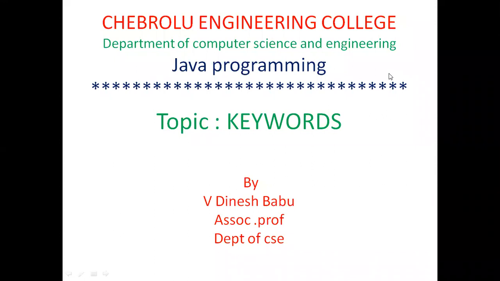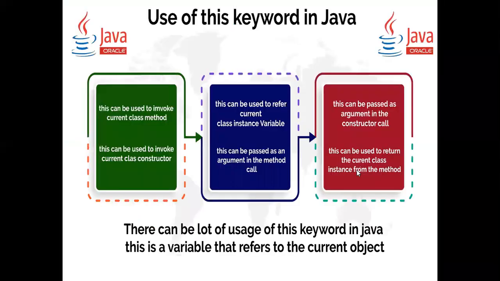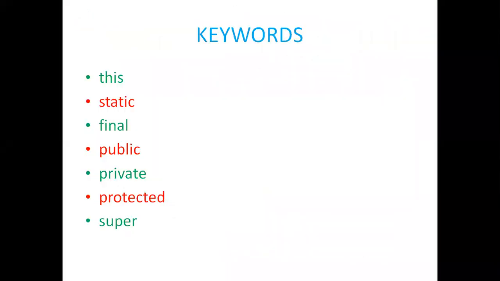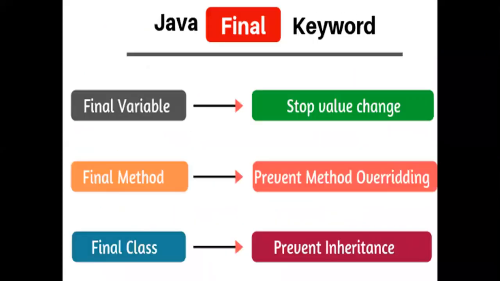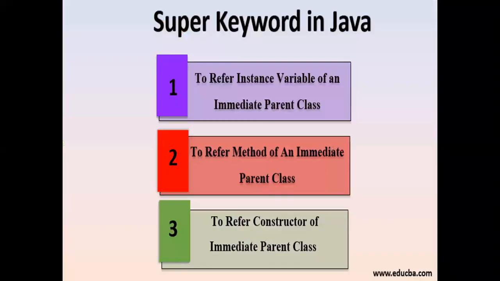So far we have covered some of the keywords in Java programming language, and we have discussed the different keywords in Java. We started discussing the this keyword, static keyword, final, public, private, and protected, and we completed up to protected in the last session. So in today's session we are going to cover the super keyword in Java.